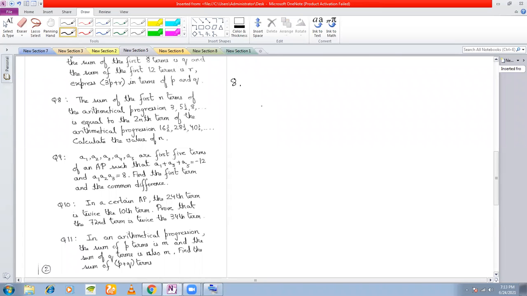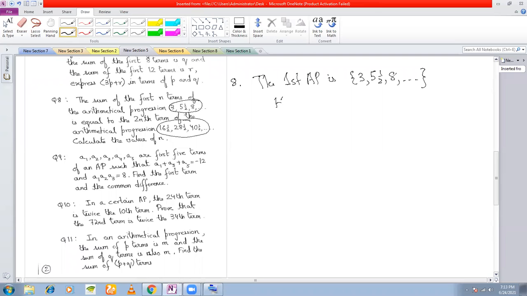The question here is: the sum of first n terms of the AP 3, 5.5, 8 is equal to the 2nth term of another AP. So two APs are given to you. See, this is the first AP and this is the second AP, right? So the first AP is 3, 5.5, 8, and so on.